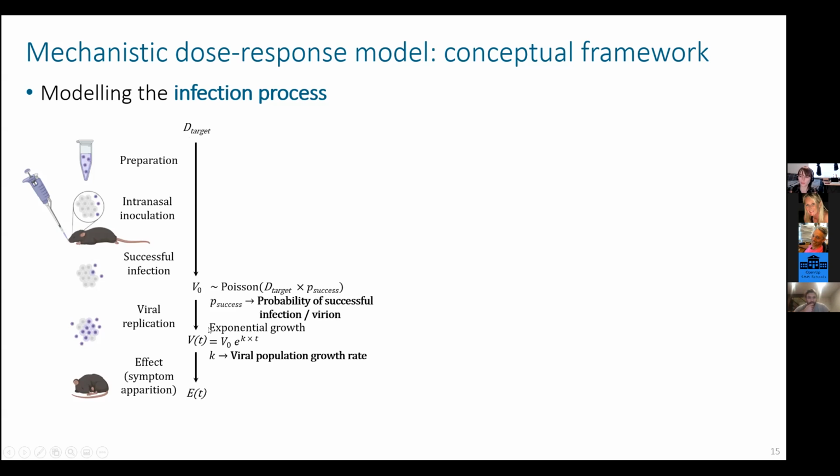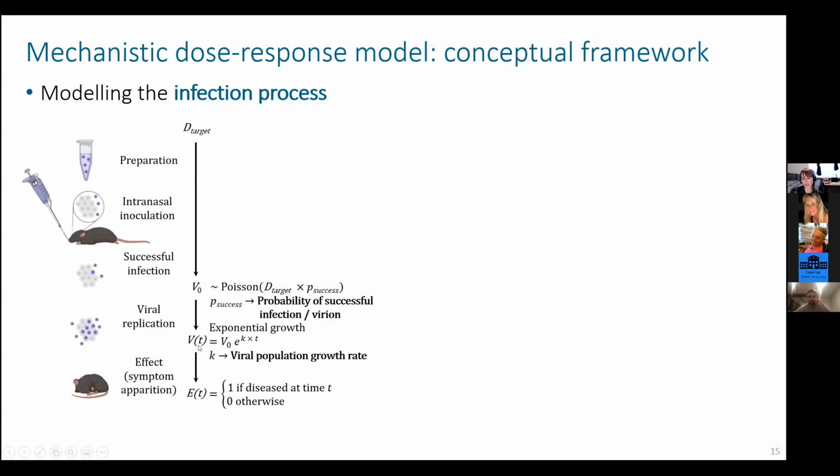Then, starting from this founding population V0, we can assume at the beginning of the infection process exponential growth of the viral population. So we can model that pretty easily with a simple equation, where the only additional parameter is that K parameter, which will represent the viral population growth rate. And finally, regarding the effect, so here symptoms or no symptoms, we can classify individuals as either sick or not sick.